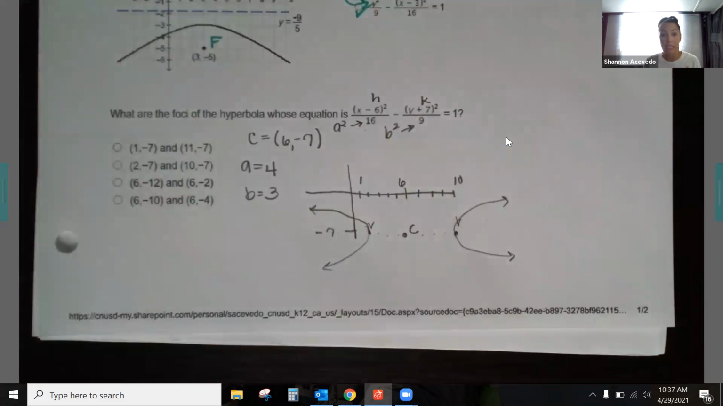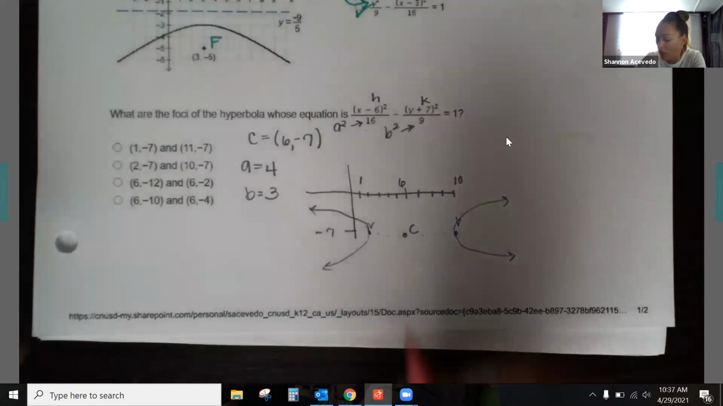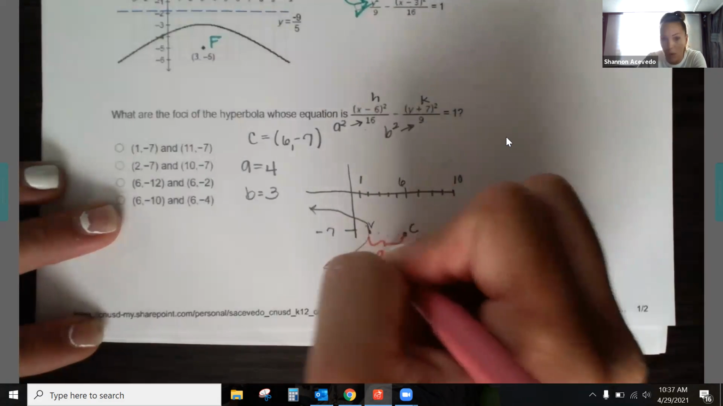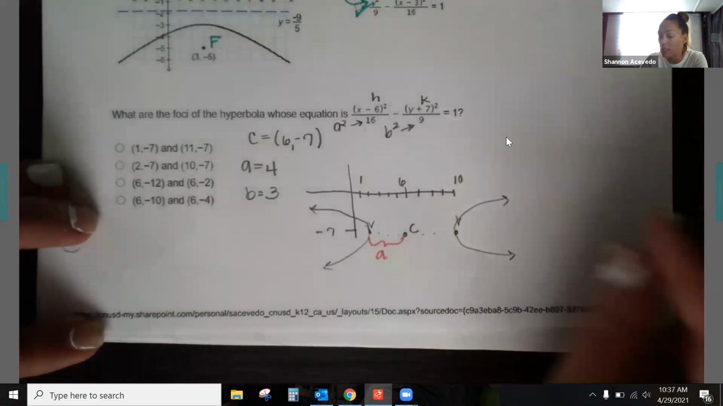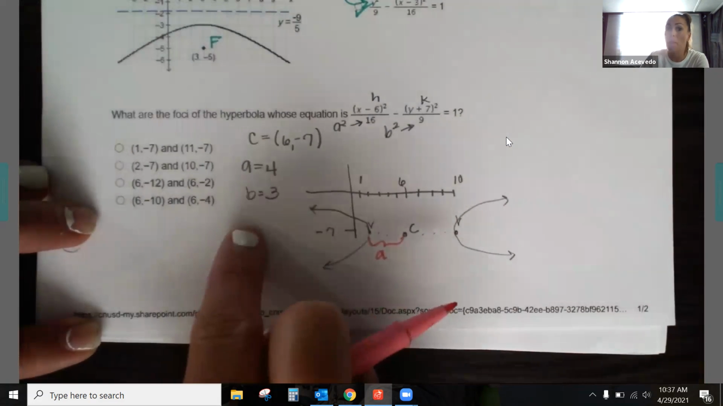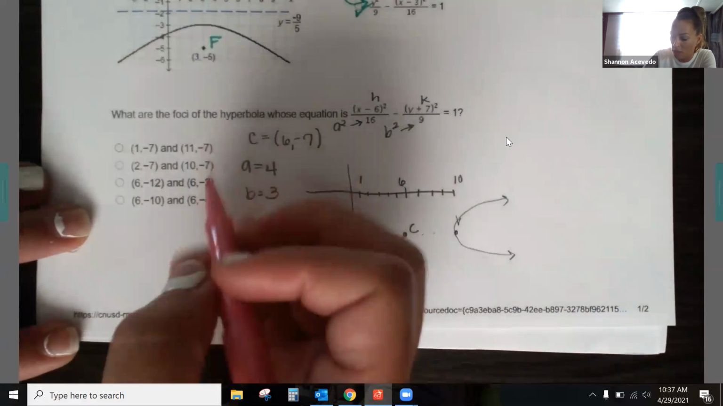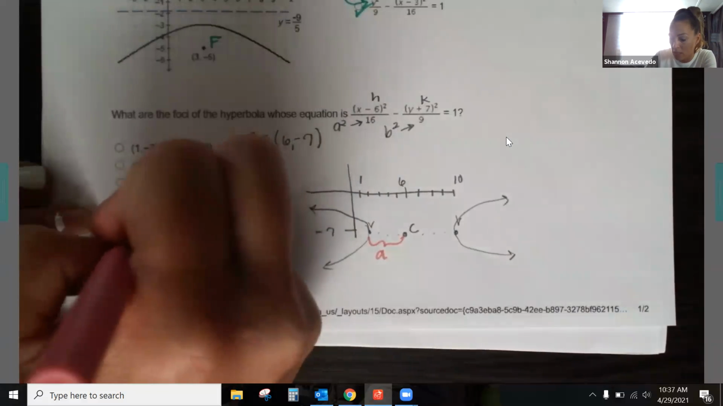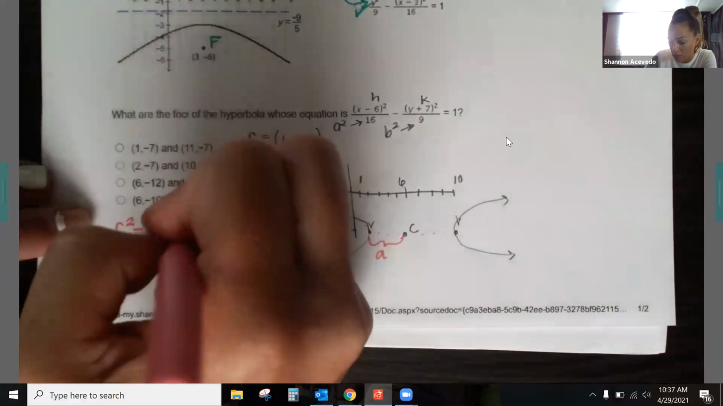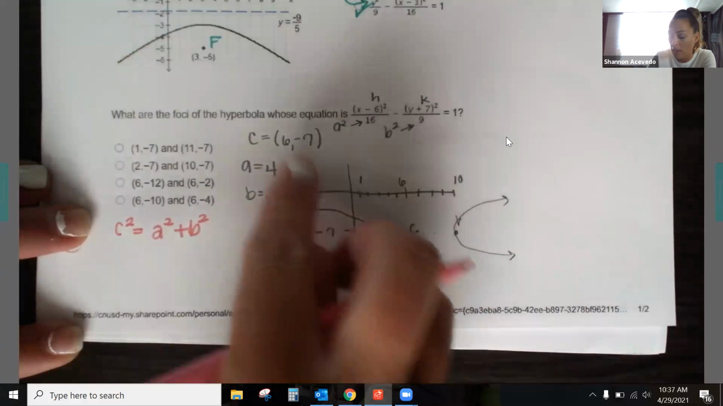Remember, the foci are C distance from the center. So I know that this is my A distance away. My foci are always C. So I know A and B, but I don't know C. This is center C, not my C for my foci. So I know C squared is equal to A squared plus B squared. We know our A and our B.